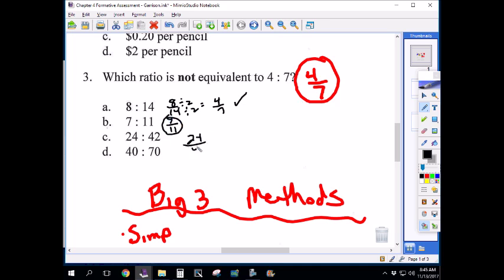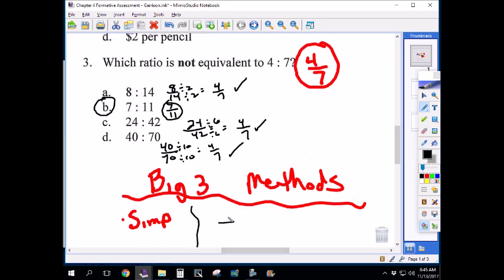24 over 42. I know that those both share a factor of 6. And that's going to be 4 to 7. Oh, that's the same. And then finally, 40 to 70. You know they both end in 0, so they must share a factor of 10. And that's going to give us 4 to 7. There we go. We have 3 of them that equal a simplified ratio of 4 to 7. One of them does not. Now, that's one method you could have done it.